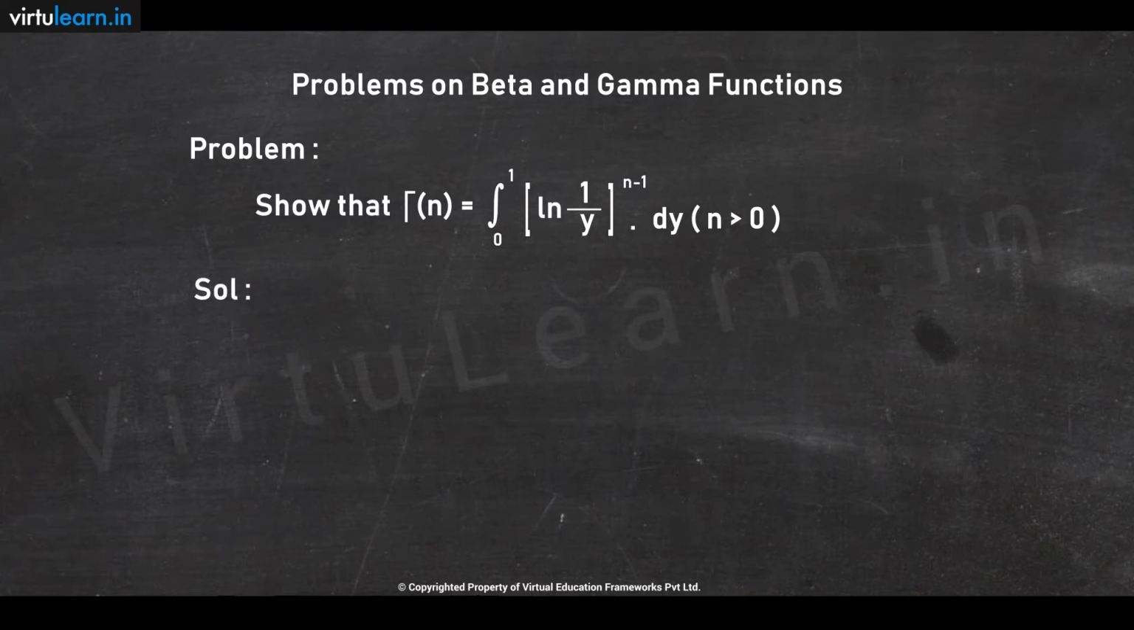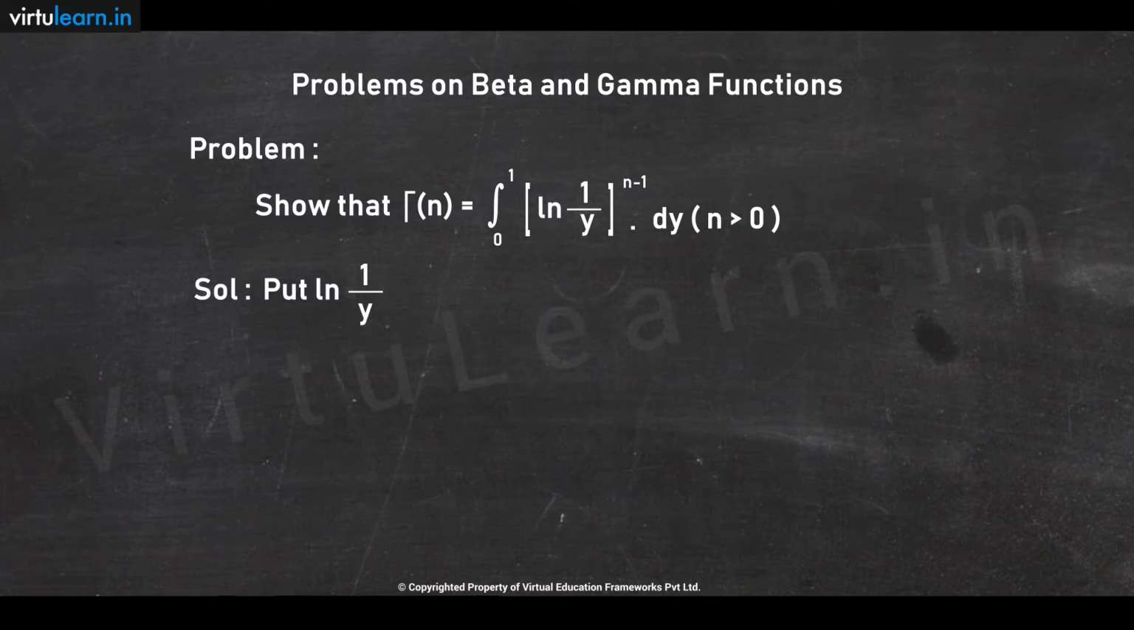We know that in the definition of the gamma function, there will be a decaying exponential function like e power minus x and then a certain power of x. Let us see how we can get it. Log 1 by y is nothing but log 1 minus log y. Log 1 to any base is 0, so you are having minus log y.